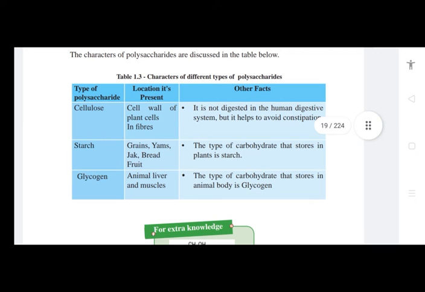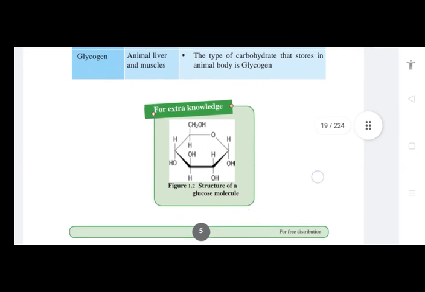Cellulose is found in the cell wall of plant cells, which is made up of cellulose. It is not digested in the human digestive system, but it helps to avoid constipation. Starch is the carbohydrate which is stored in plants. We know during photosynthesis glucose is produced, but it is stored as starch. Glycogen is the carbohydrate which is stored in the animal body. Here they are showing the structure of a glucose molecule, which is C6H12O6.